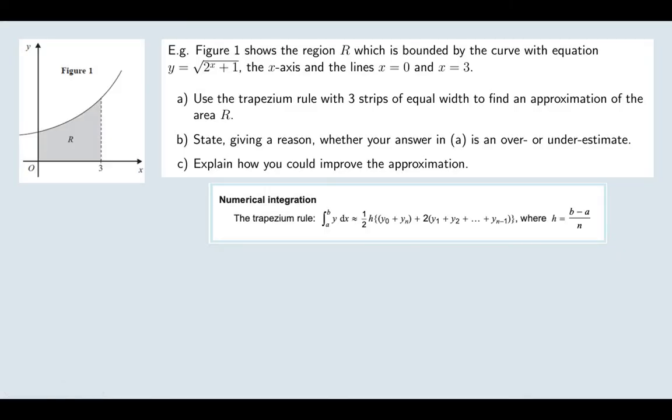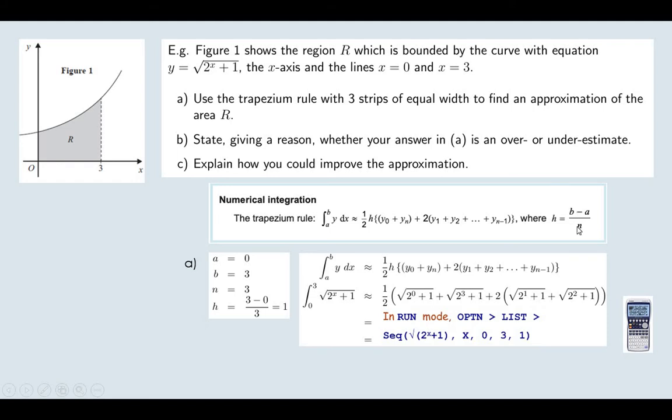Here's a question for us to try then. So we're going to start with a trapezium rule to estimate the area of R. Let's write down our key information first. So we are going from 0 to 3. We're told we're going to use 3 strips of equal width. We can calculate that width using our formula for h. So that's just 1.